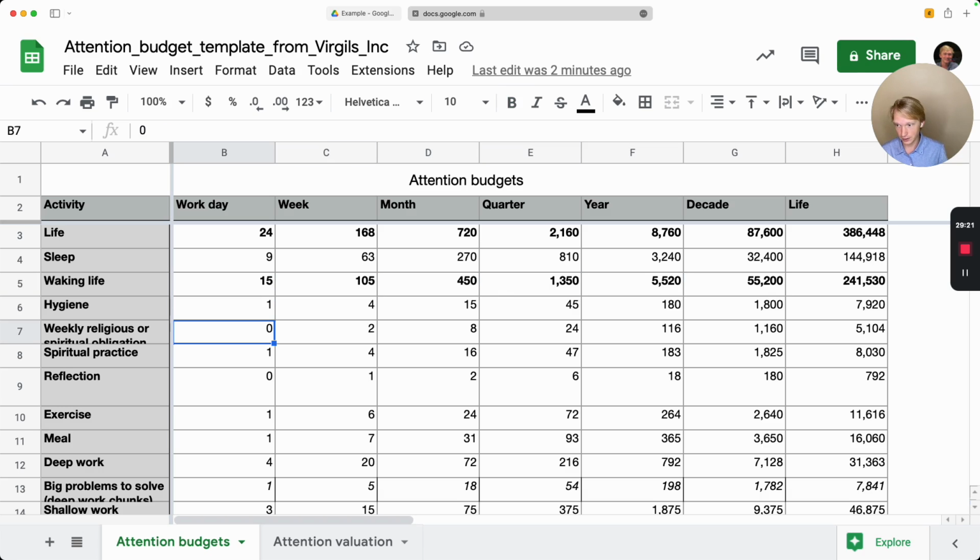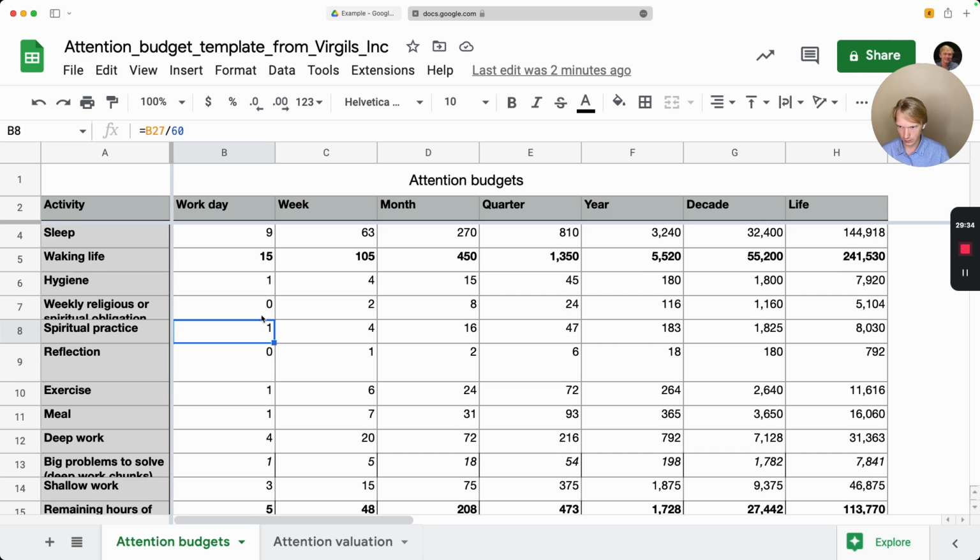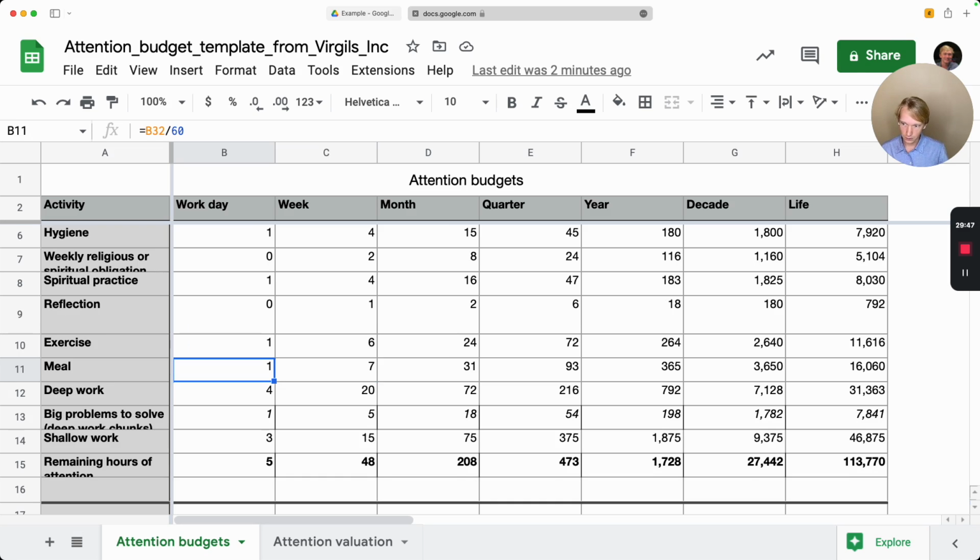We account for hygiene. Let's look at your religious or spiritual obligation. You have your daily practice. And by the way, I think I rounded up to the hour, so it's not broken down to fractions. But it allows you to be a little more conservative in coming to grips with your constraints. Okay, you have reflection, you have exercise, meals, and deep work.